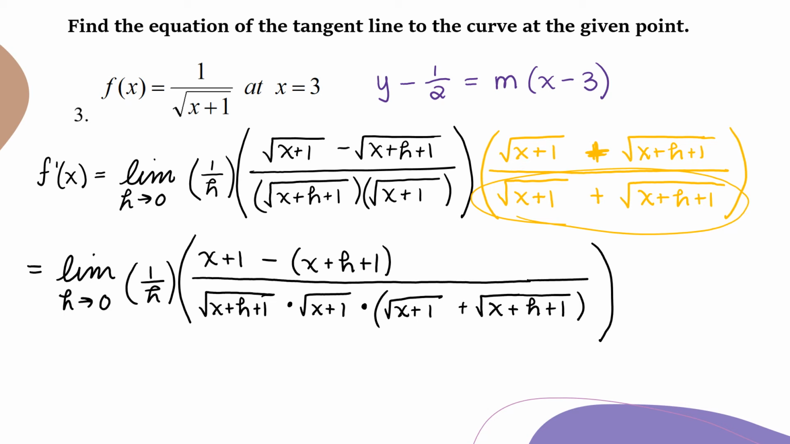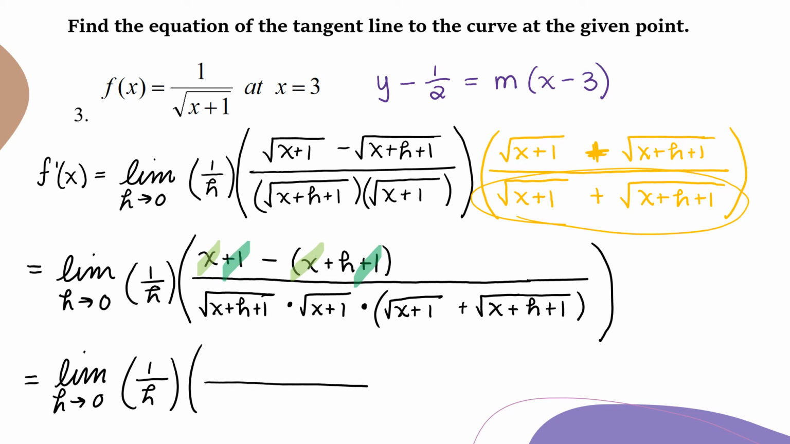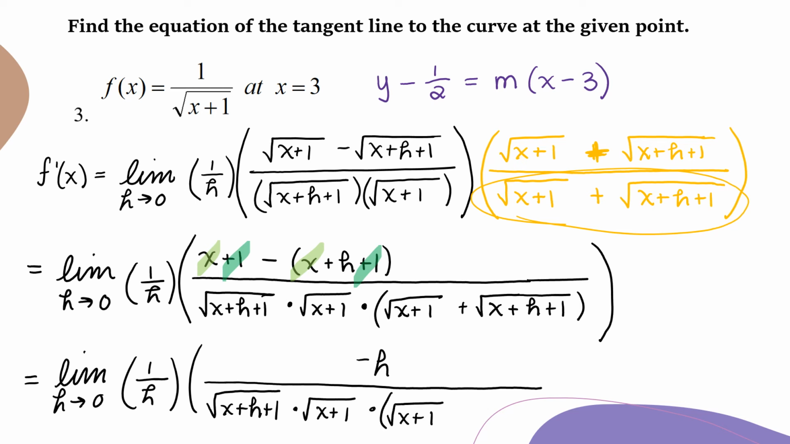So now I have x minus x, and I have 1 minus 1, and I'm left with the limit as h approaches 0 of 1 over h times negative h all over the square root of x plus h plus 1 times the square root of x plus 1 times the square root of x plus 1 plus the square root of x plus h plus 1.